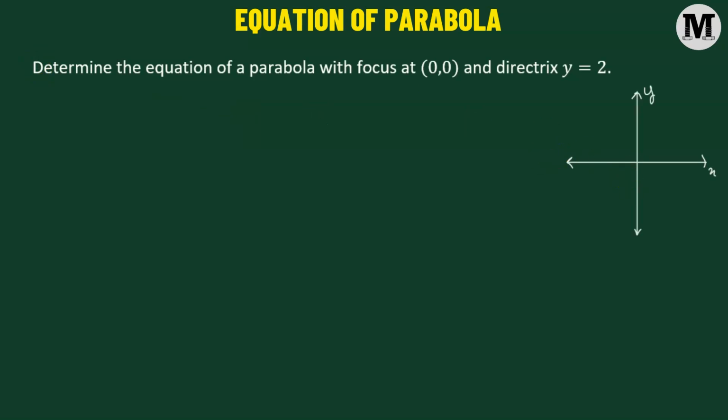So it's given here that the focus of the parabola is at the origin. So that means this is going to be the origin, the point O, which is going to be the focus of the parabola. So let's name it O with the coordinates 0, 0.